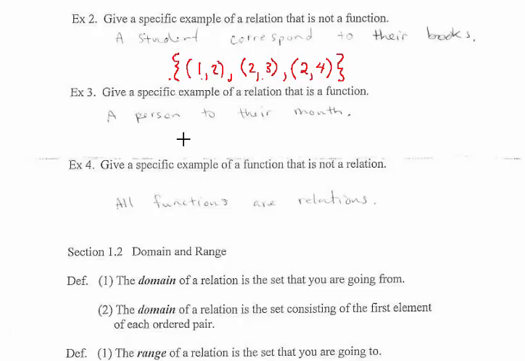Example 3 says give a specific example of a relation that is a function. So I made up a rule, a person to their mouth. Every person is only going to have one mouth, and I guess in that sense we're lucky. But instead of mouth, you could say nose or any other body part where a person normally only has one. So here's a verbal rule for a relation that is a function.